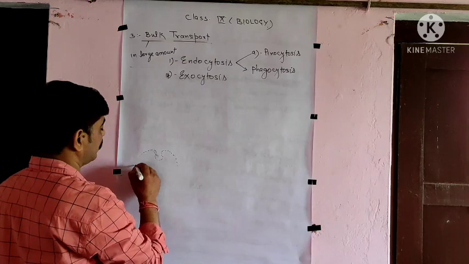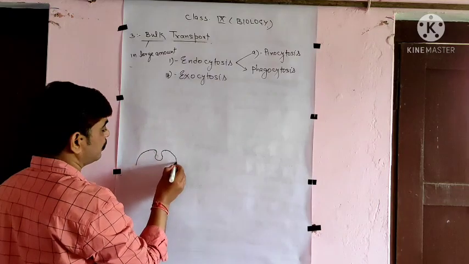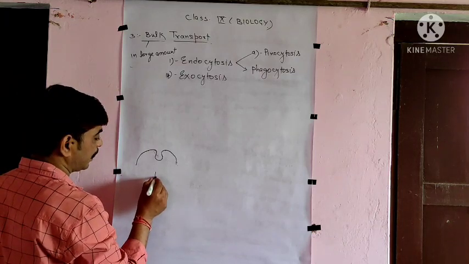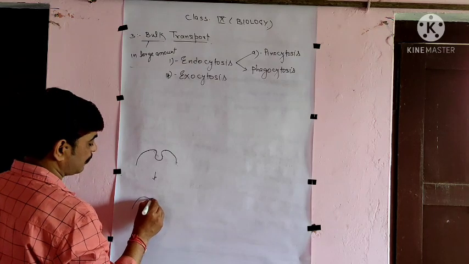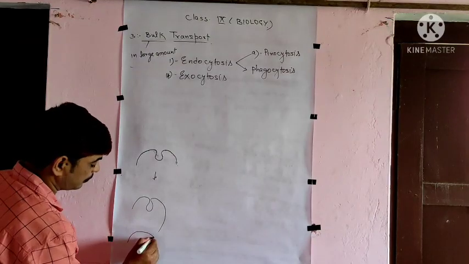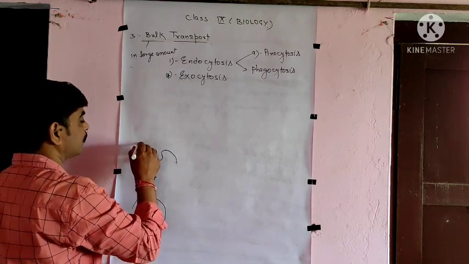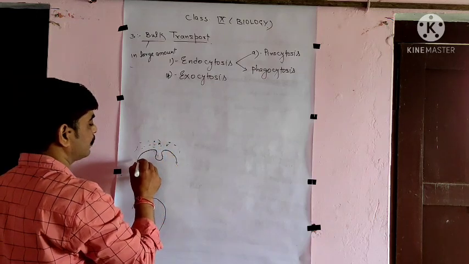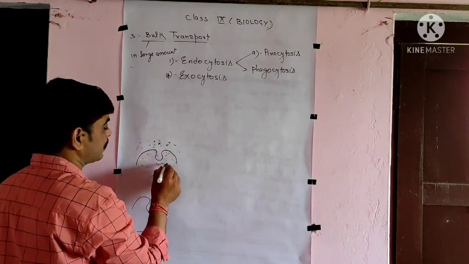Suppose this is the plasma membrane. Okay, and again next is in this way, and later on it is in this way. Materials are here outside, maybe somewhat in this way, any kind. Here is the cytoplasm. This area is a cytoplasm.